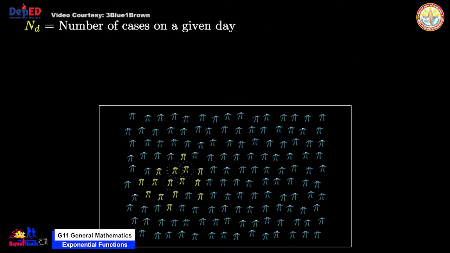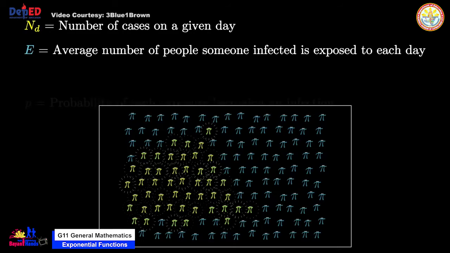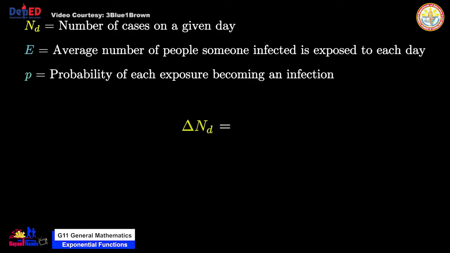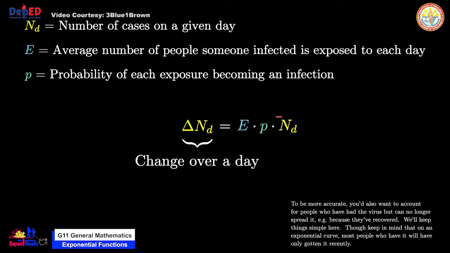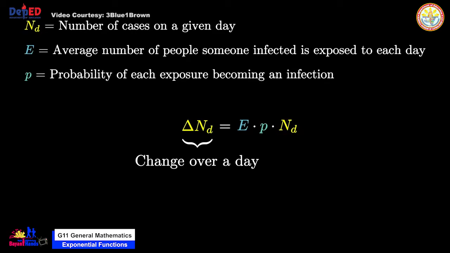So if the number of cases on a given day is n, and we say that each individual with the virus is exposed to, on average, e people on a given day, and each one of those exposures has a probability p of becoming a new infection, then the number of new cases on a given day is e times p times n. And the fact that n itself is a factor in its own change is what really makes things go fast, because if n gets big, it means the rate of growth itself is getting big.